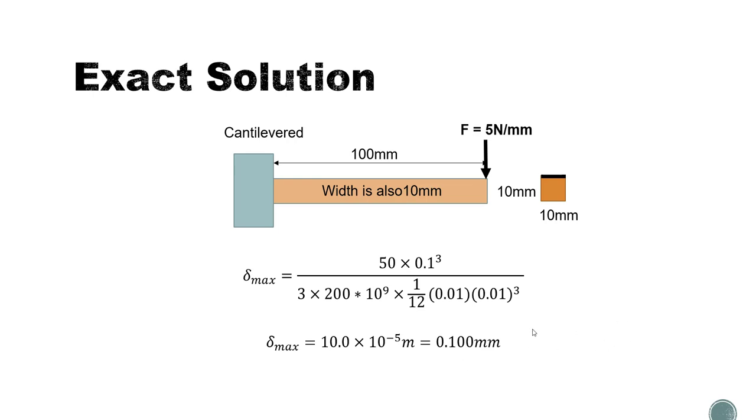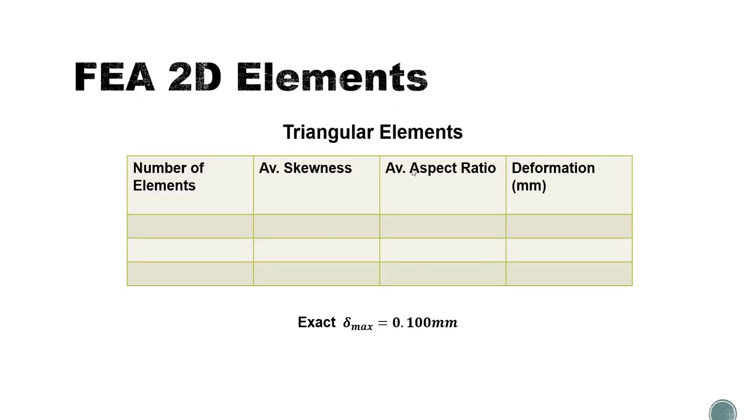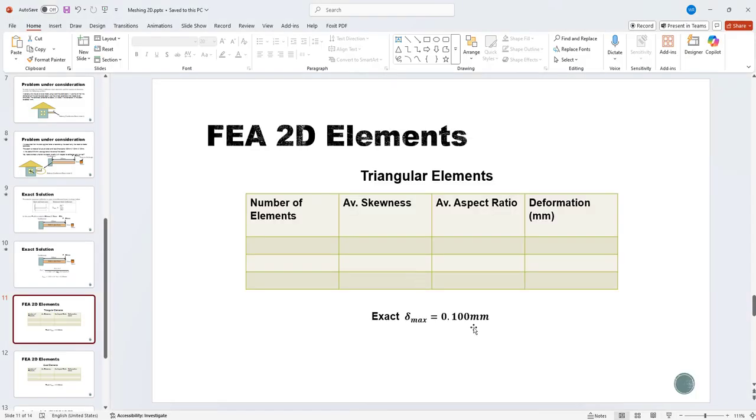Let's see if ANSYS gives us the same result under different mesh elements. So here, this is the table that we are going to fill. First we will be using the triangular elements to model the beam, and then we are going to increase the number of elements and see the effect on deformation. We will see what is the skewness, what is the aspect ratio, and deformation. So we will create a similar graph for the quad element as well. So let's shift to the answers.